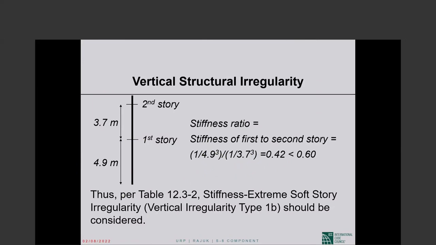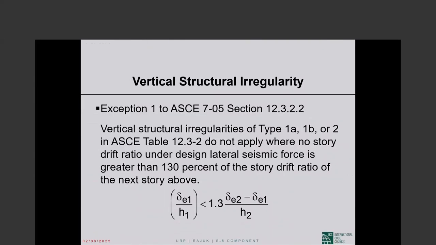Okay, so we have vertical irregularity type 1B, which will require dynamic analysis.